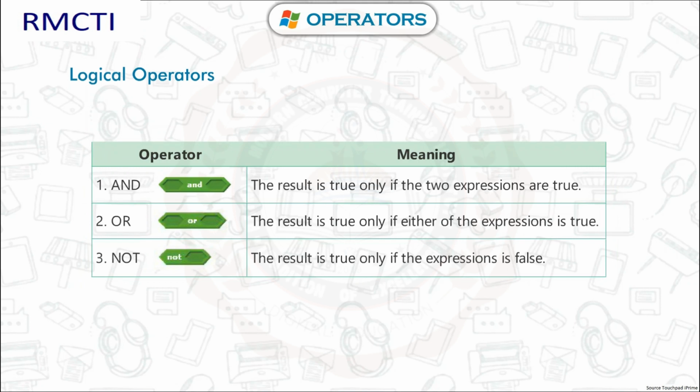Meaning 1. And. The result is true only if the 2 expressions are true. 2. Or. The result is true only if either of the expressions is true. 3. Not. The result is true only if the expression is false.